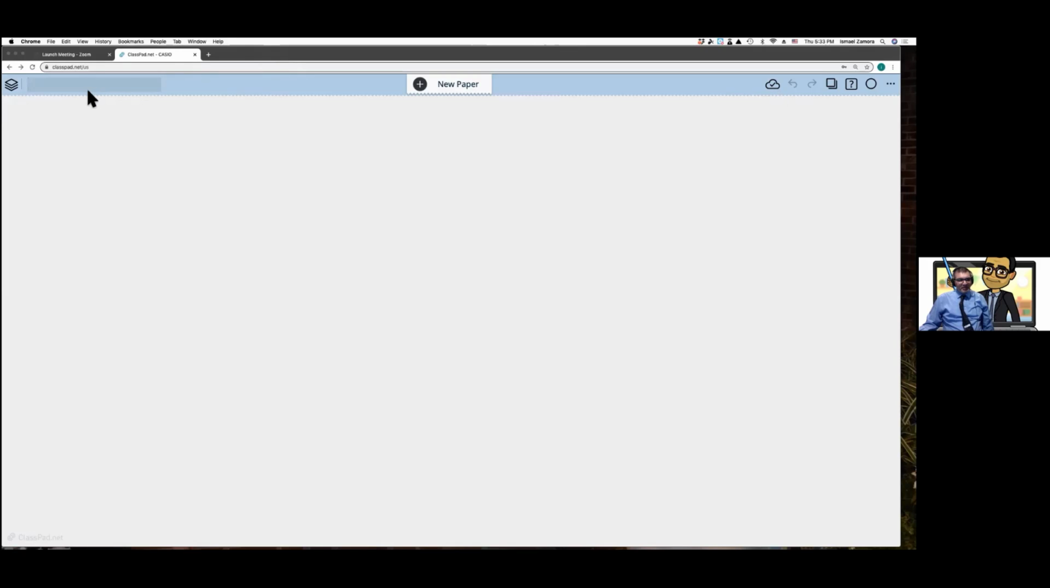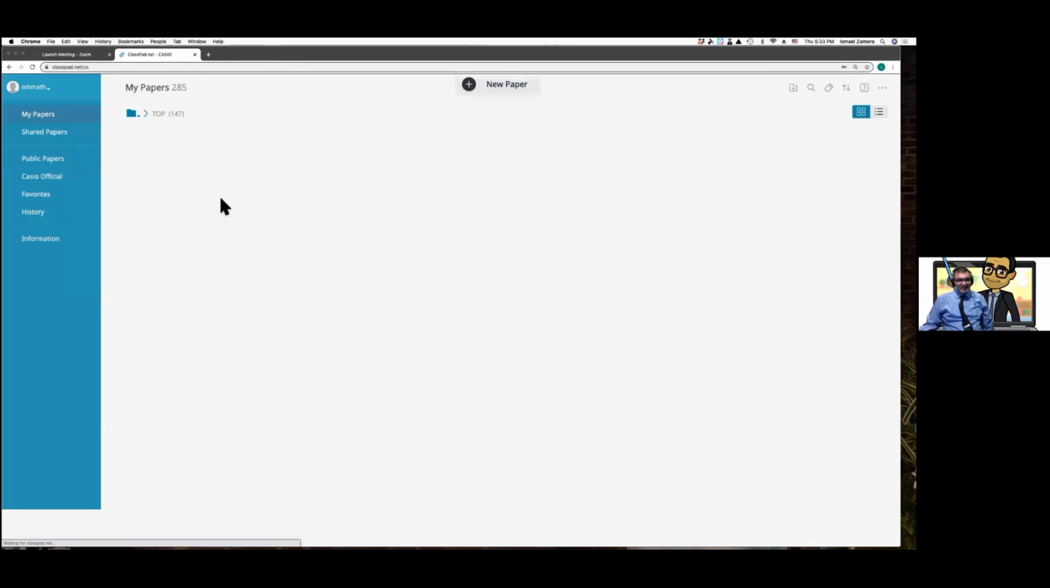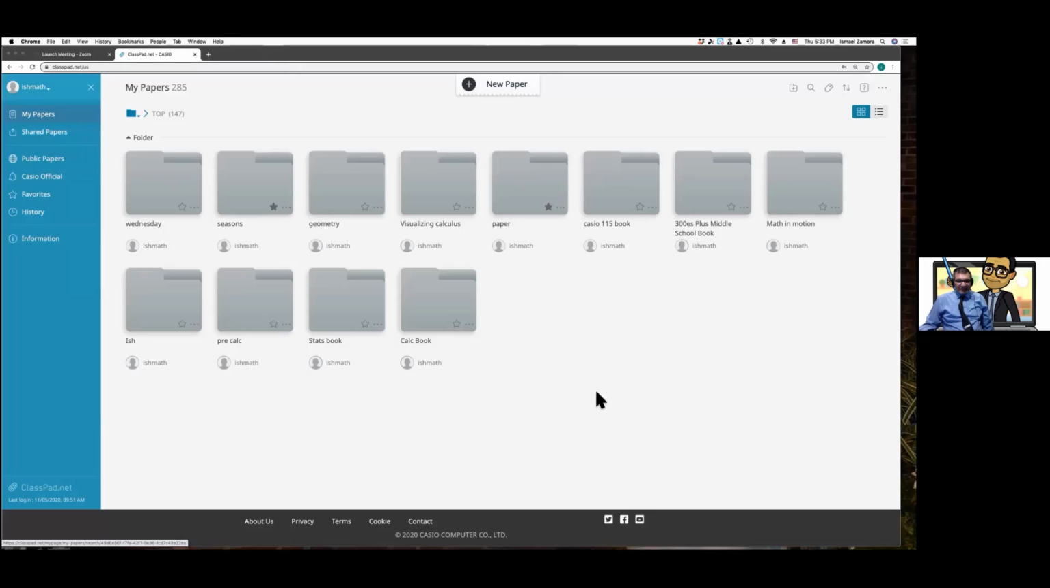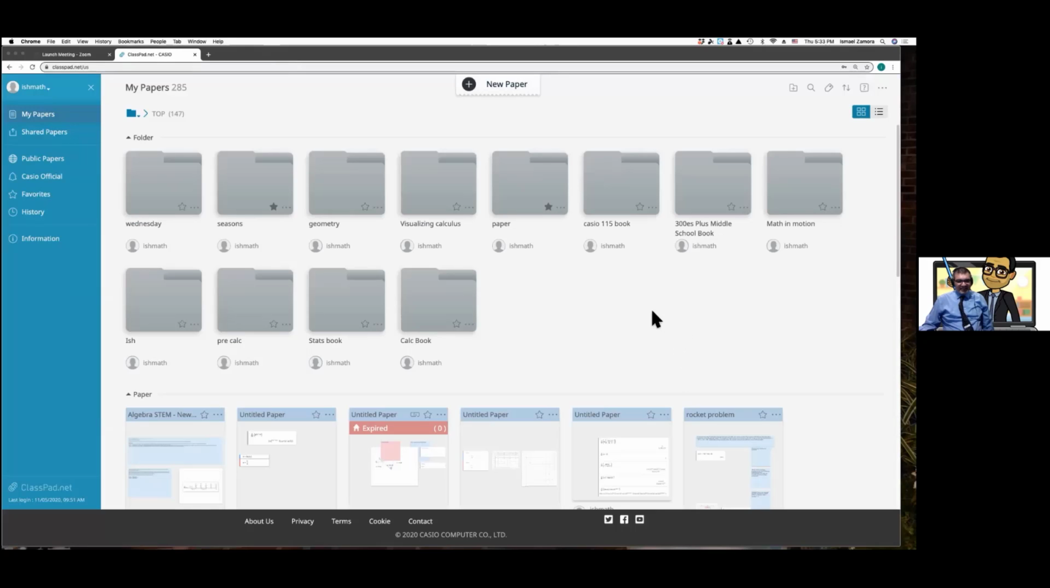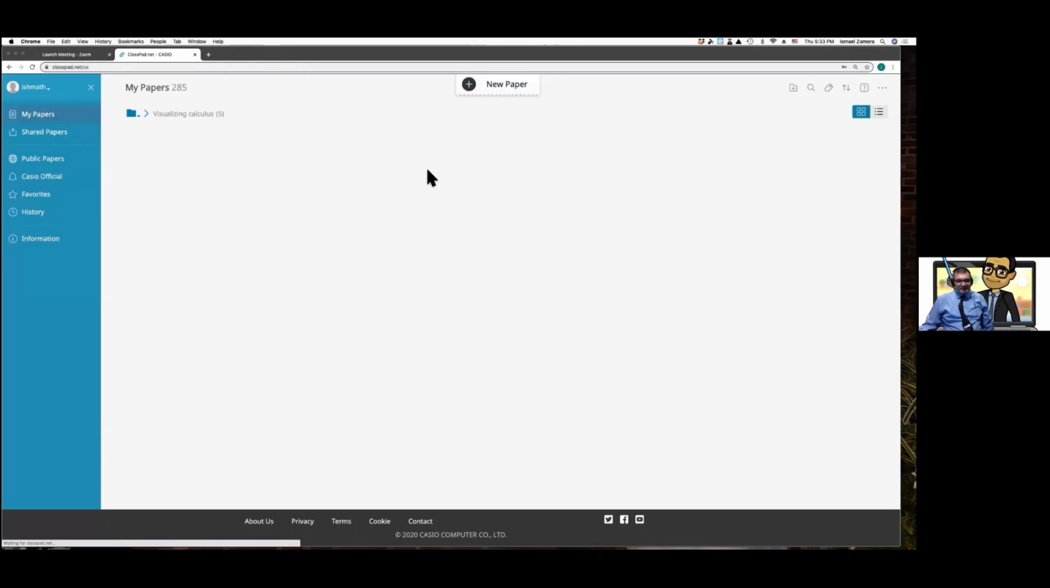If you're familiar with things like Google, you can give things a title or add a new page. So I signed into my account. So let's launch today's Visualizing Calculus. Here is my folder set up. In here, I've got a Visualizing Calculus folder.